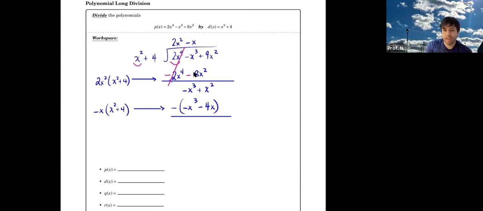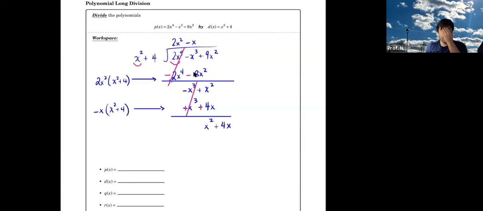And of course, when we subtract by a polynomial, we're going to do the same exact thing. We're going to distribute. And when we distribute, what happens is all the minus signs inside become a plus. And now when you combine the first terms, they cancel. And I'm left with x squared plus 4x.